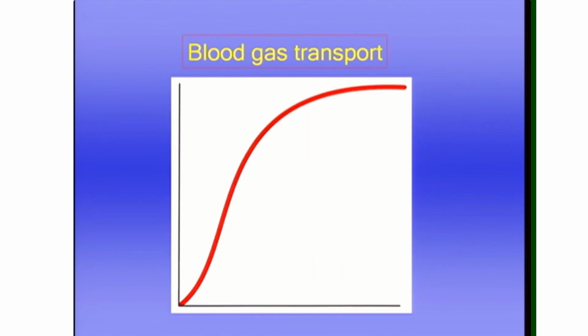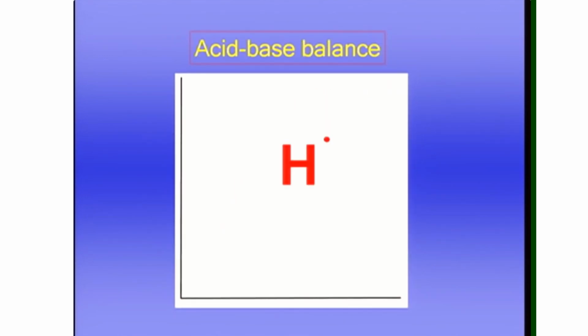We're going to follow that with a look at blood gas transport as the oxygen is carried to the periphery of the body. And blood gas transport also deals with CO2, which has important effects on acid-base balance, so we're going to deal with that topic.